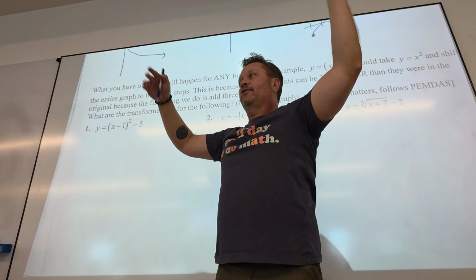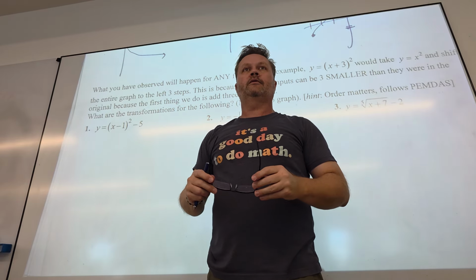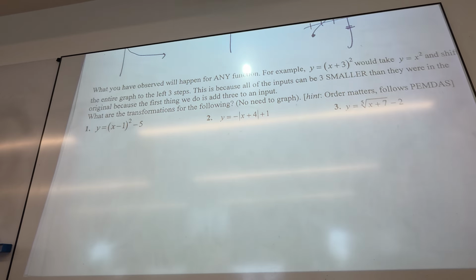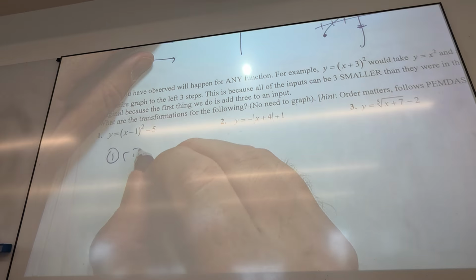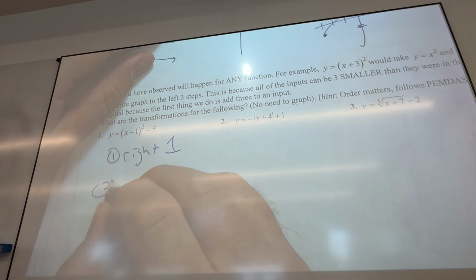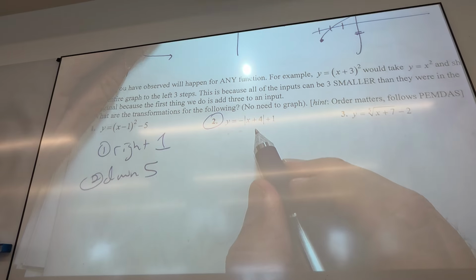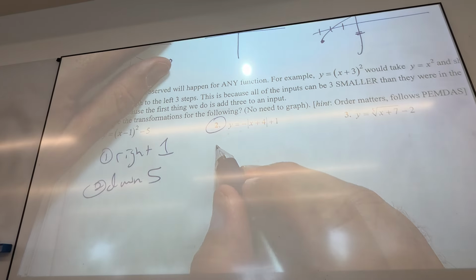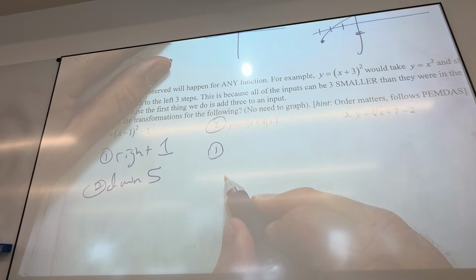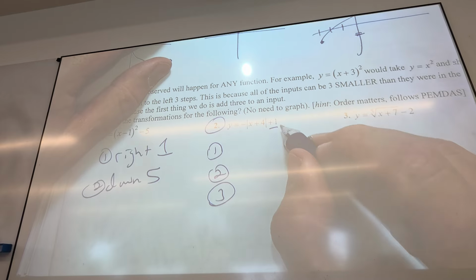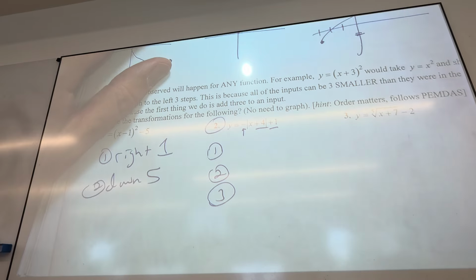That's awesome. So you don't have to make a whole XY table. Okay, maybe? So this would be right 1, down 5. What would this do? How many shifts are there, transformations? How many? More than 2. 3. There's this one, and this one.